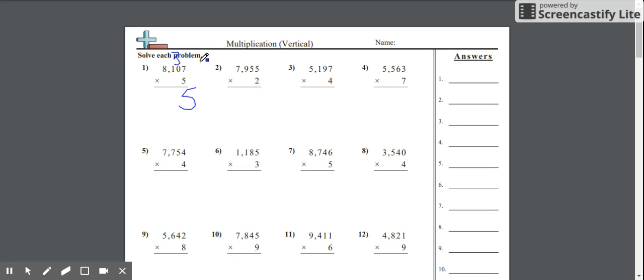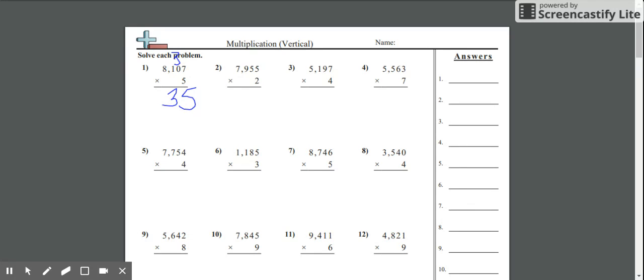5 times 7 is 35. I write down my 5, carry my 3. I always write down the number in the ones place and carry the number in the tens place on top of the next number that I'm going to multiply by. Now I'm going to do 5 times 0, which is 0. Anything times 0 is 0. But I carried a 3, so I need to add it. 0 plus 3 is 3. So I write down my 3.